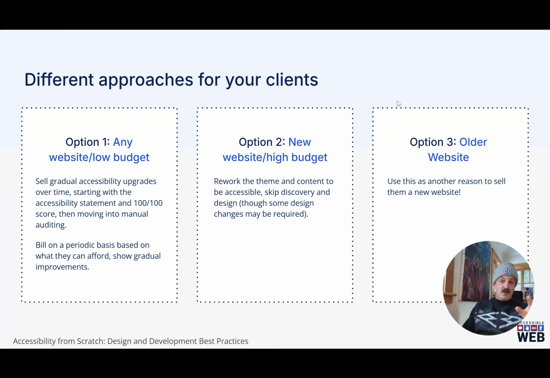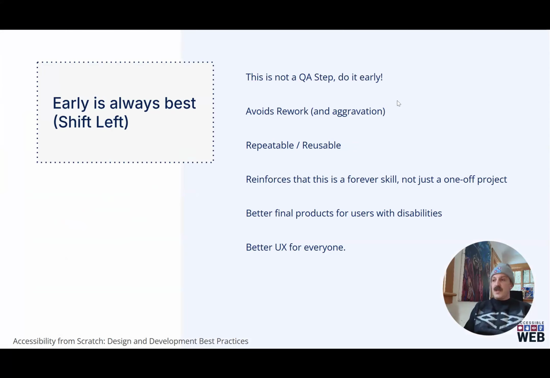Option 3, with an older website, use this as an opportunity to build a new website, right? This is just one more reason. Hey, your website's 5 years old. It's probably time to rebuild it anyway. For the cost of an accessibility audit and upgrades and everything, maybe it makes sense for us to just rebuild your website, client. So I'm going to get into options 2 and 3 basically today.